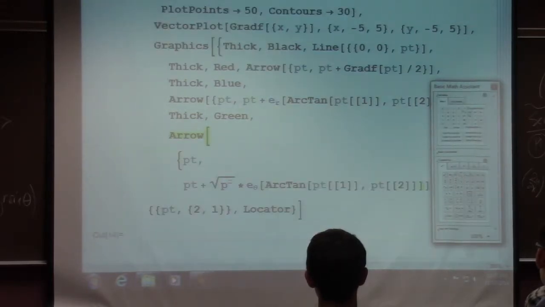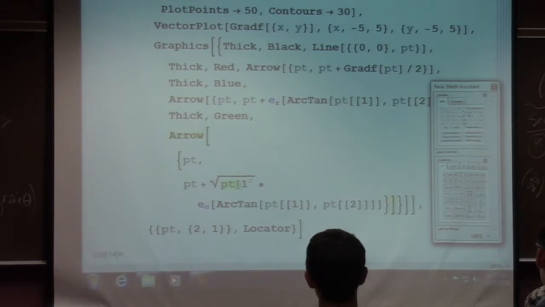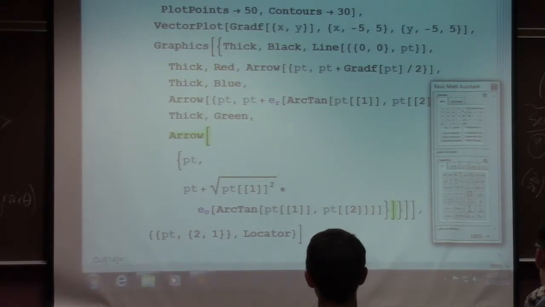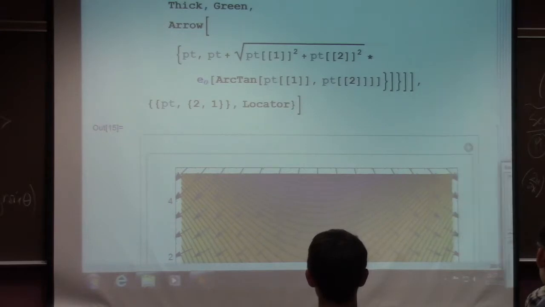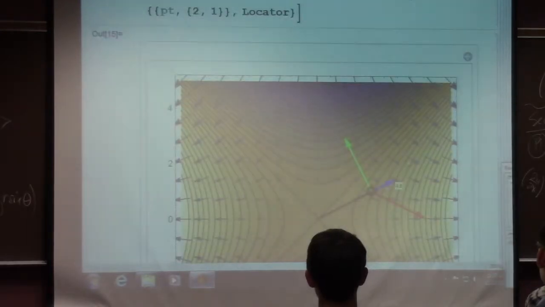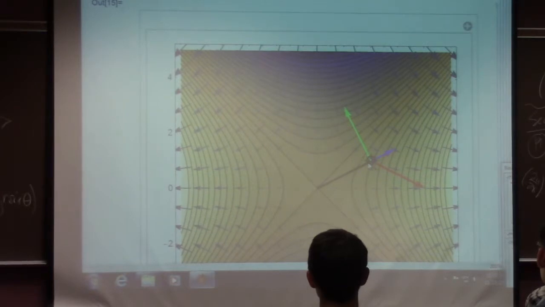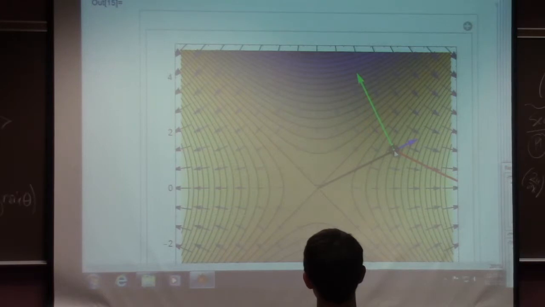of pt1 squared plus pt of 2 squared. So there's that green vector there. That's not a unit vector, unless I happen to be on the unit circle, which would be right about here somewhere. Probably right about there. The green and blue vectors are the same length. The length of the green vector is the same as the length of the black line. It's the value of r.